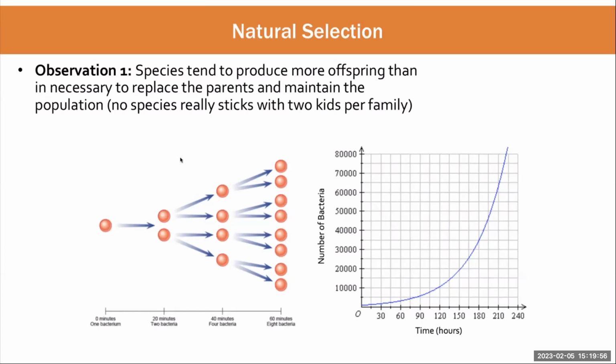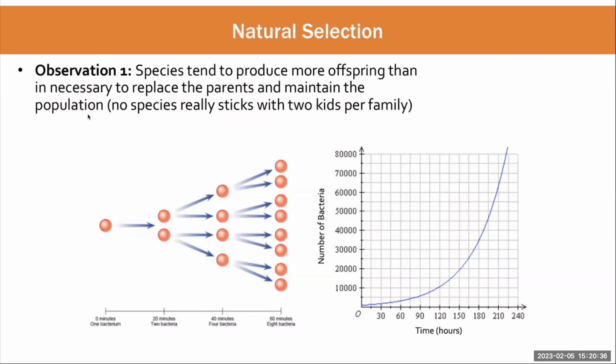But once again, to understand this, I want to talk you through the process of natural selection as a series of observations and inferences. This is essentially how Darwin laid out this process in The Origin of Species. So we begin with the observation that species tend to produce more offspring than is necessary to replace the parents and maintain the population. So if every family of any species just had two kids per family, the population would be stable. It wouldn't be decreasing, but it wouldn't be increasing either.